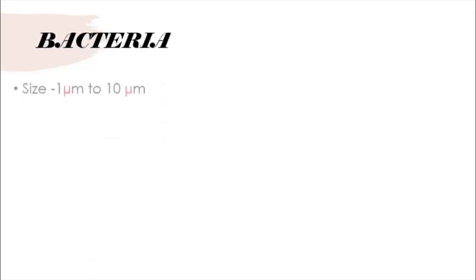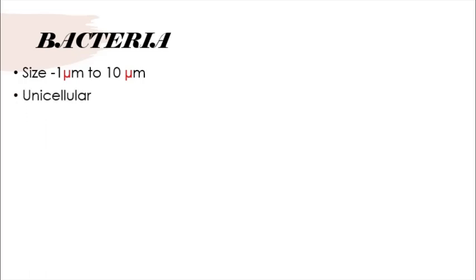Now children, let's start with bacteria. The size of bacteria ranges from 1 micrometer to 10 micrometers. You can imagine how small they are. Also, these organisms are unicellular, that is made up of one cell, and they are parasitic organisms.